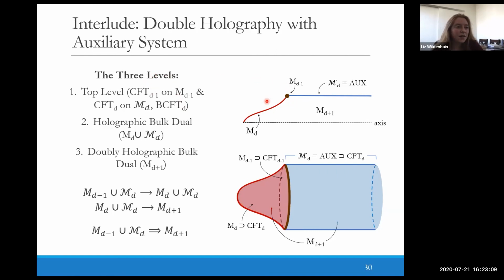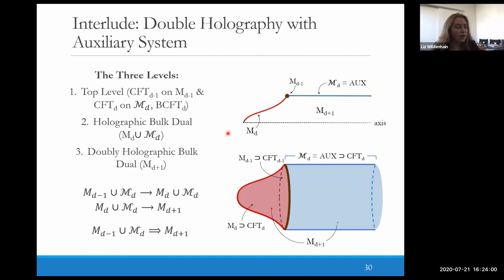So to connect this to the example, the setup that we're going to be eventually looking at, this is the space-time that has the black hole, and then this is the bulk dual, the dual CFT to that, and then we've attached the auxiliary system right here. So as I'm starting to allude to, the second level in this version of double holography where we've introduced the auxiliary system is a bulk dual in which we replace the CFT D minus one with its bulk dual. So it's this single duality here. M D minus one is replaced by M D, but then the auxiliary system is still present at this level.